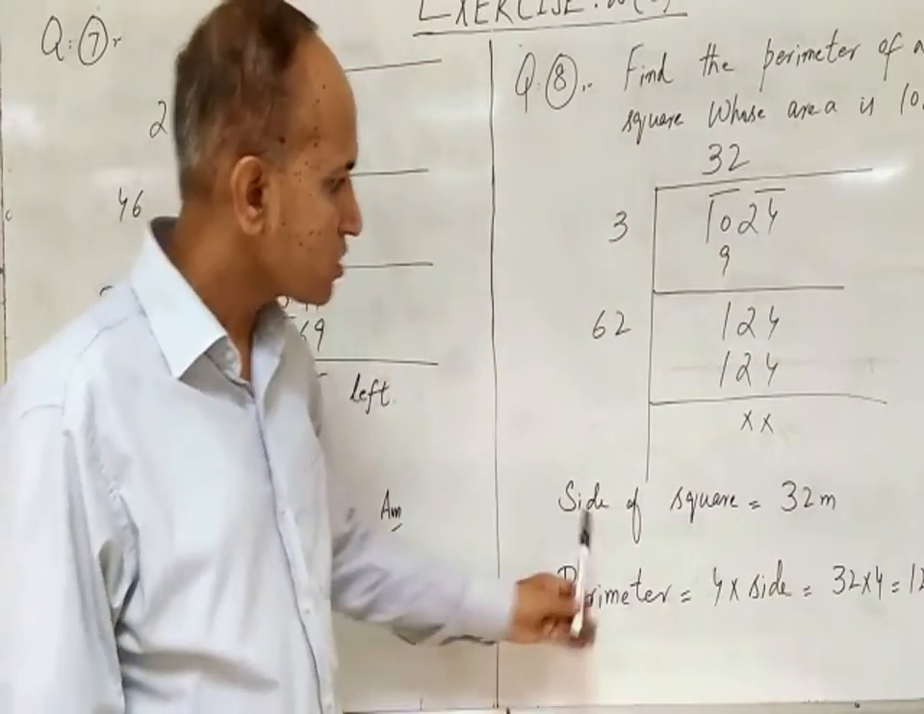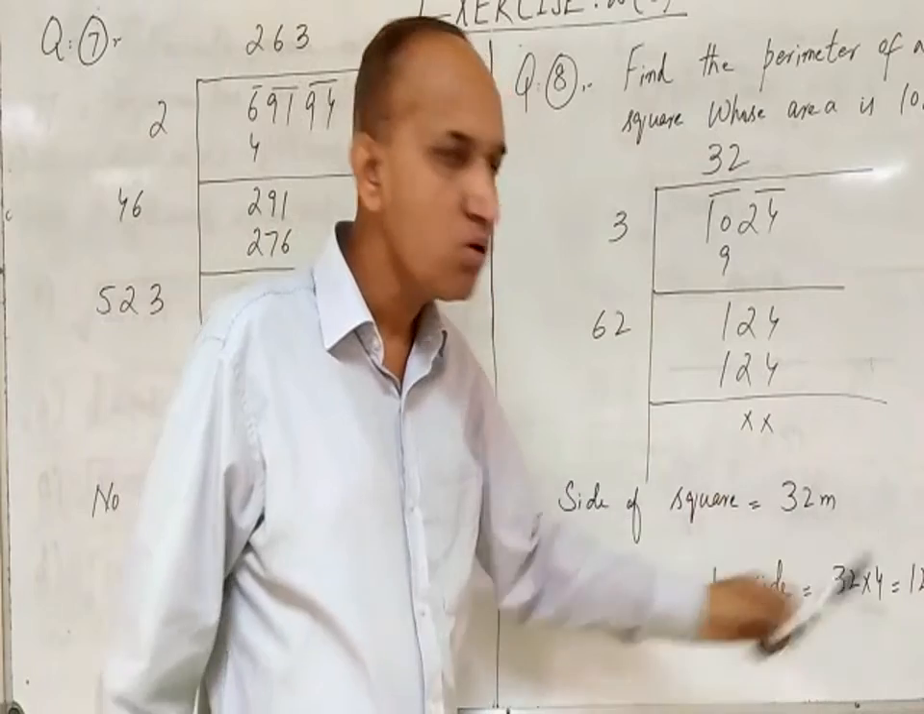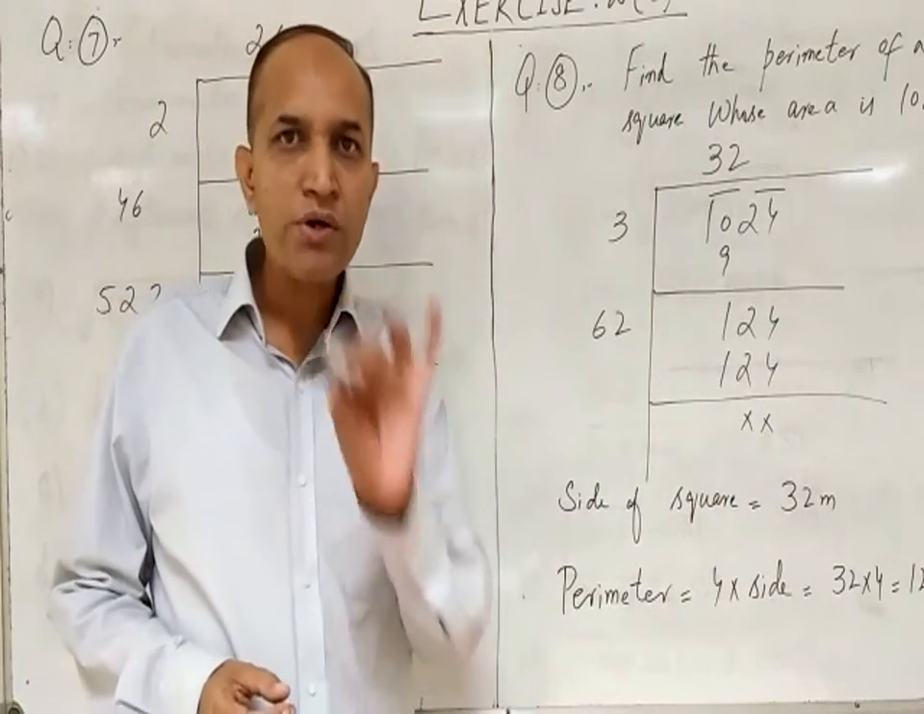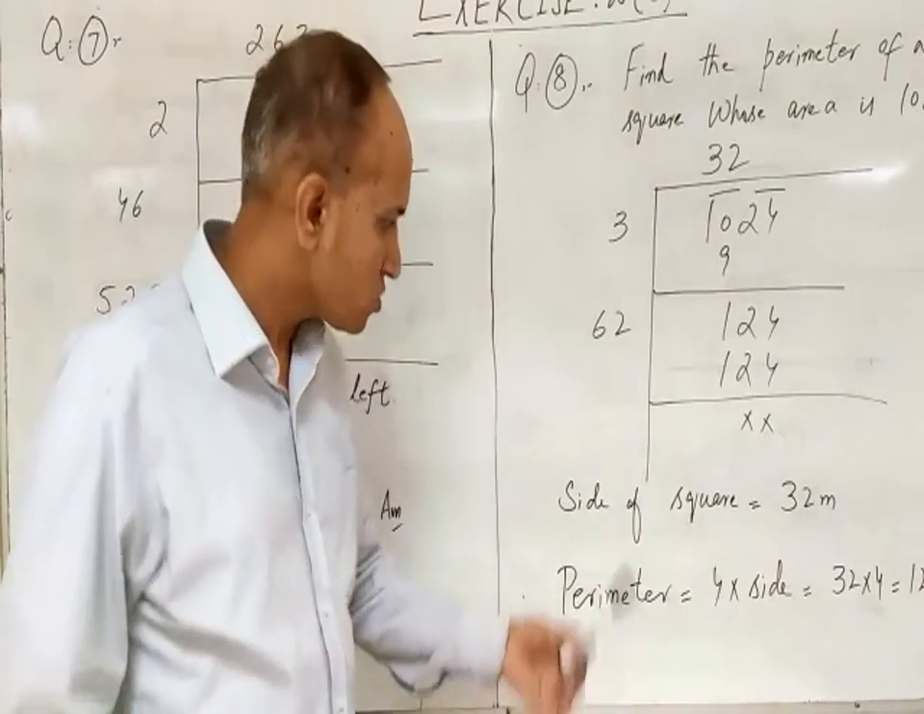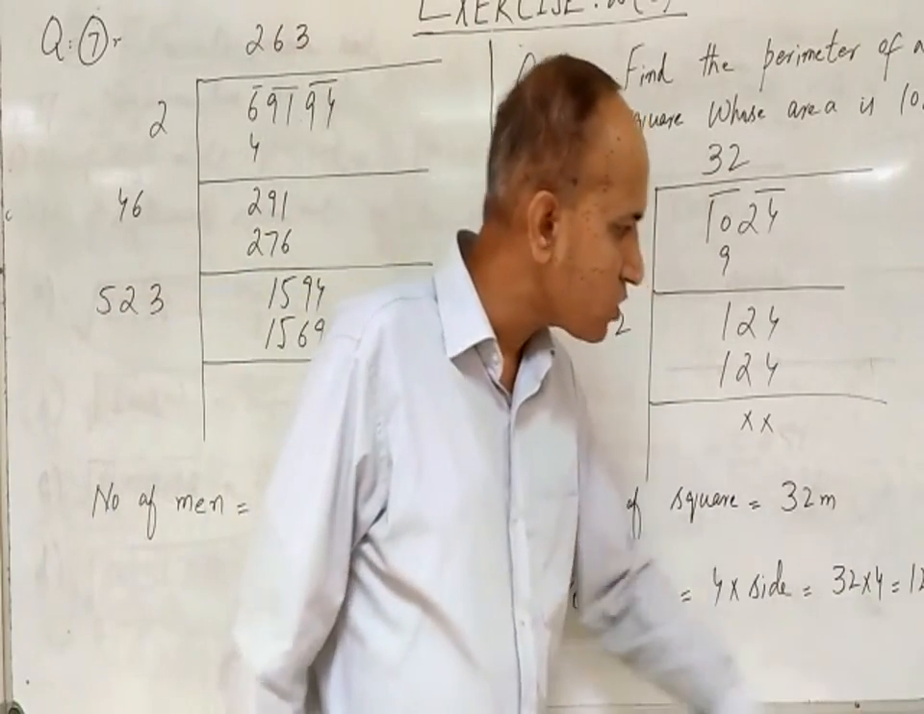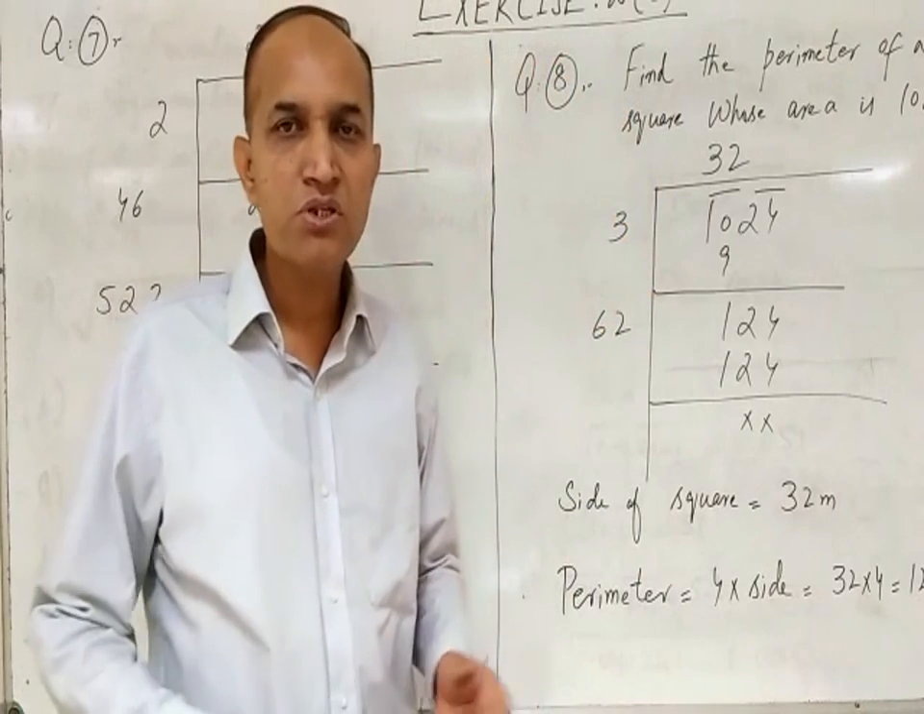It's very simple. So the side of the square is 32 meters, and we know that the perimeter is 4 times the side of a square. So perimeter is equal to 4 into side. So 32 into 4 is equal to 128 meters, which is the answer.